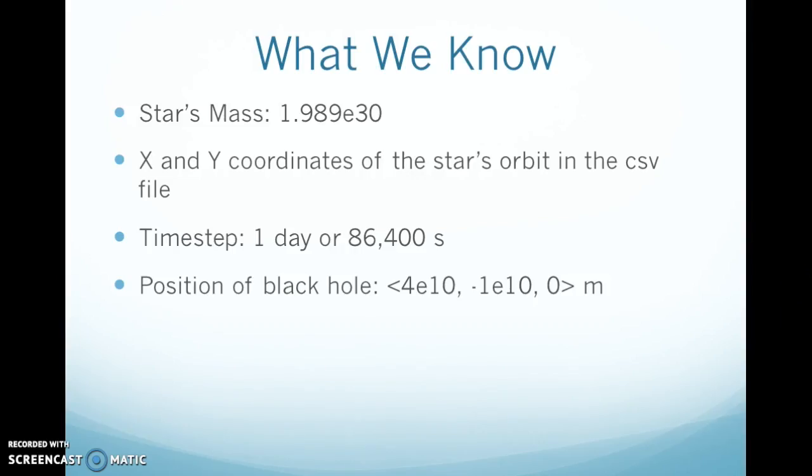Before we begin our computational model, we have a few things that we know about our system. The star has a mass of 1.989 times 10 to the 30th kilograms and has the x and y coordinates of motion that we are given through the data in a CSV file. We also want our time step to be 1 day or 86,400 seconds. We also know the position of the black hole. We assume that the black hole is the only object exerting forces on our star.